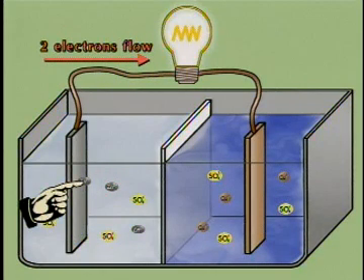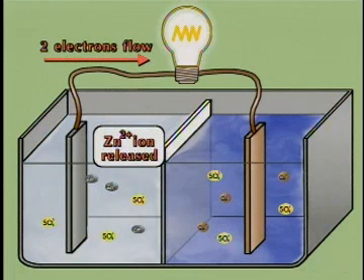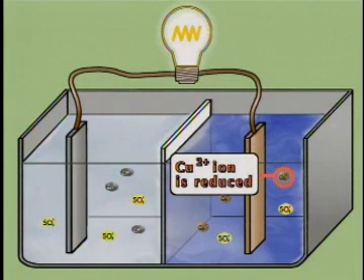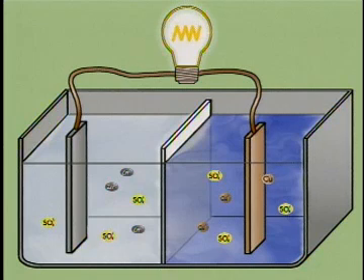In their oxidation, the zinc atoms have become positive ions because they have given up electrons and they go into the solution. On the copper side, when the two electrons are received, they reduce a copper ion in the copper sulfate solution into a neutral copper atom, which attaches itself to the cathode.